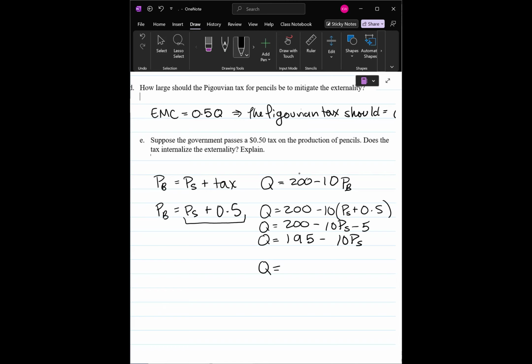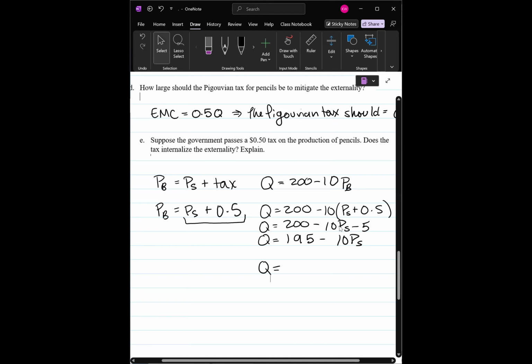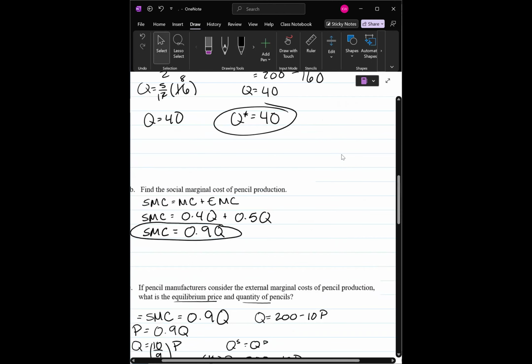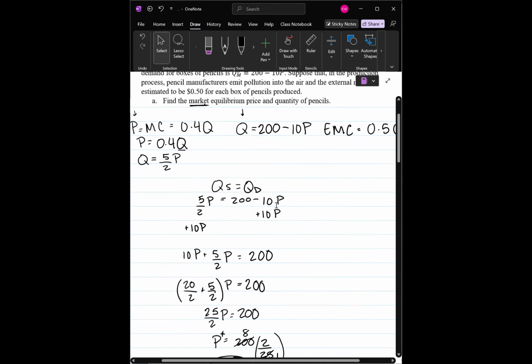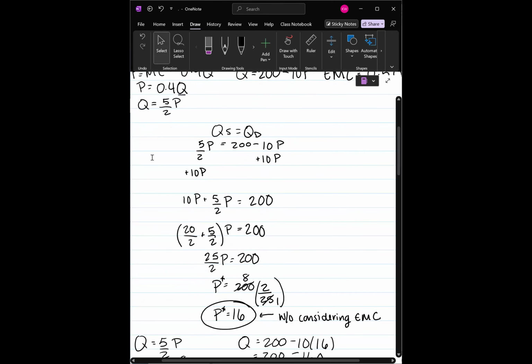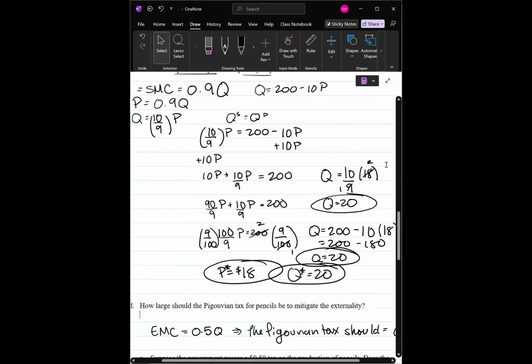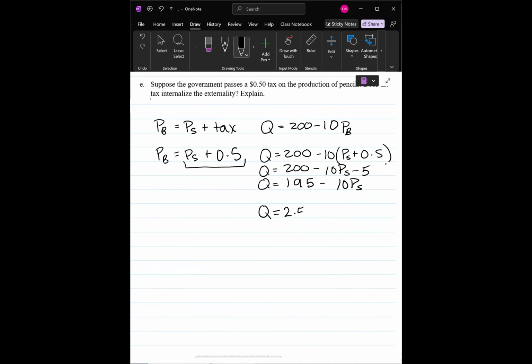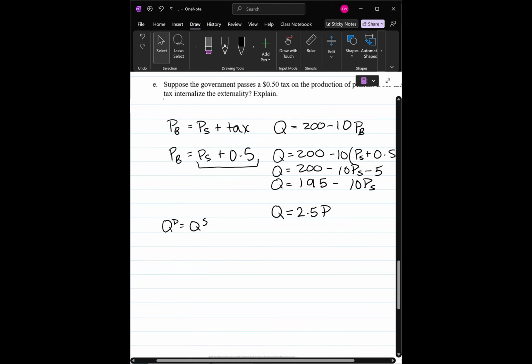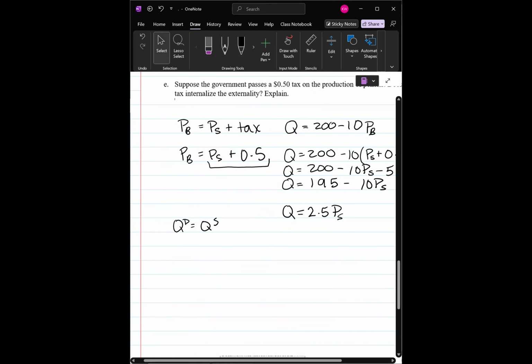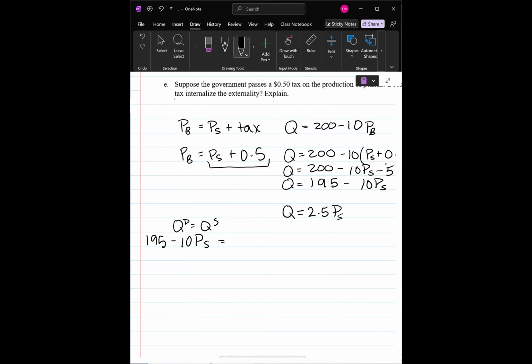And remember that the private marginal cost here is going to be 2.5 times quantity. And we can remember that, let me see if I can find it up here, right? Right here, 5 halves is 2.5. Quantity equals 2.5 times the price. And we can set quantity demanded next equal to quantity supplied to find now what price sellers are going to receive for pencils given the presence of a 50-cent tax.